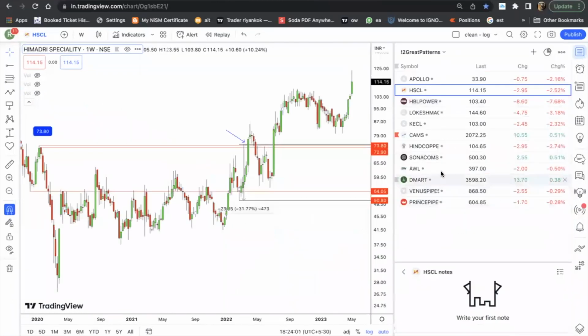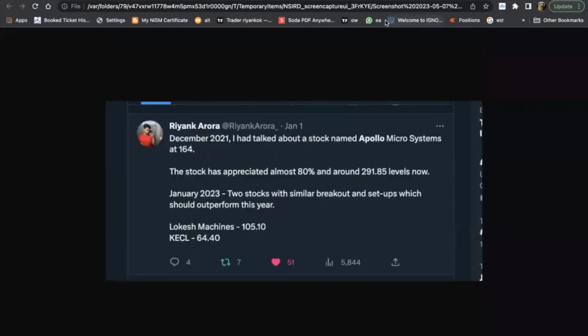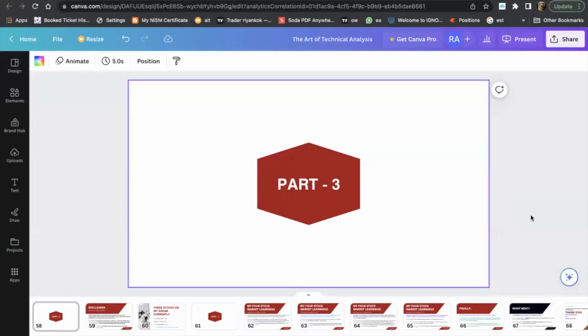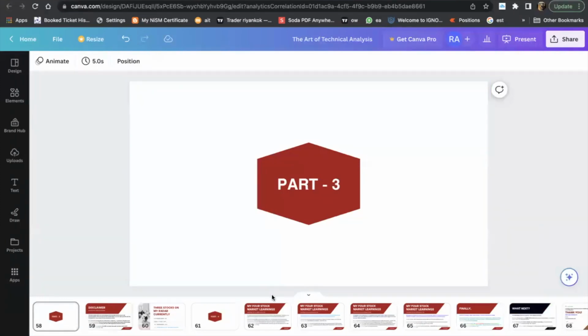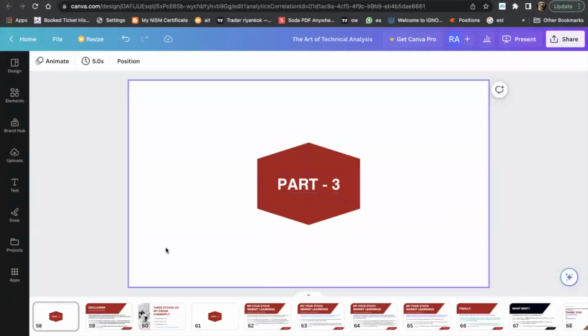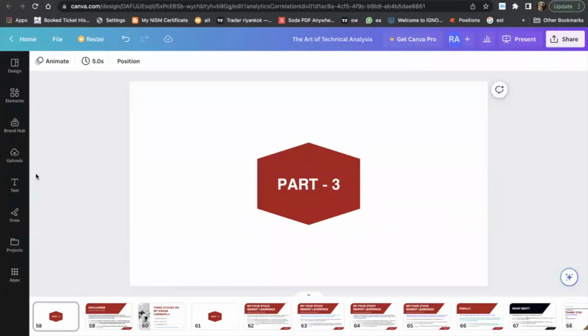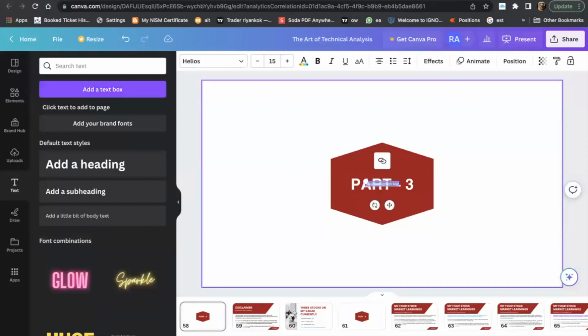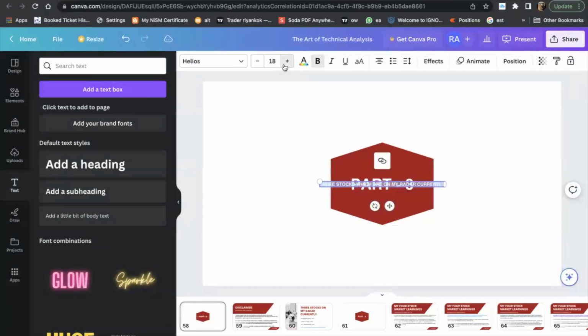So this is Himadri Specialty Chemicals, and apart from that, I don't have any more patterns to show you today. We will be going to part number 3. Part number 3 is 3 stocks which are on my radar currently. I'll be discussing those 3 stocks on my radar, okay.